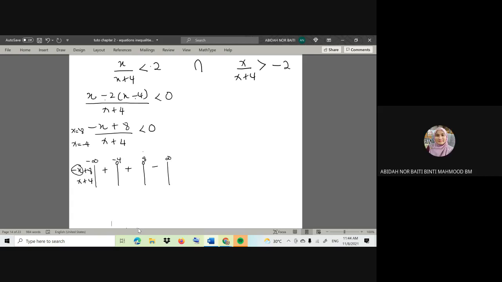Okay, so x plus 4, the value of x is negative 4. So from this point to the right, x is positive here. So positive, positive. Here is negative. So negative, positive, negative. Less 0 is negative. So this is the answer. But not the final answer lah. Belum lagi final answer ya.